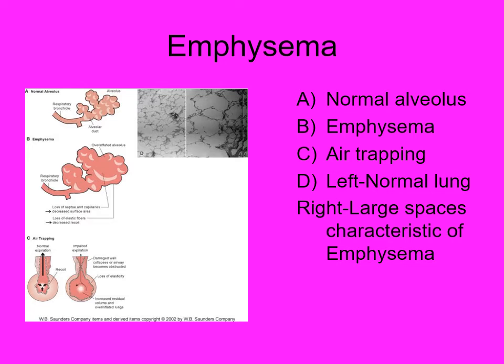So here's a picture of what's going on with emphysema. A shows you normal alveolus. In emphysema, you can see how they're enlarged. C, you get air trapping. The air doesn't get out. And in D, you see normal lung alveoli. And then on the right, large spaces characteristic of emphysema. That's really a good picture. Kind of gives you a really good illustration there.